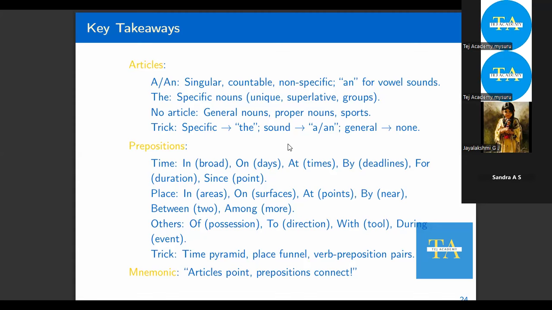And the trick is: time pyramid, place funnel, verb preposition pairs. And the mnemonic: articles point, prepositions connect. Articles usually point to the noun, whether it's singular or plural. So it speaks about the exact point, and prepositions connect the words and the phrases. Like the cat is sitting on the table shows the cat and its position on the table. If you know these things about articles and prepositions, I think that much is sufficient. And just don't get confused with the exceptions.